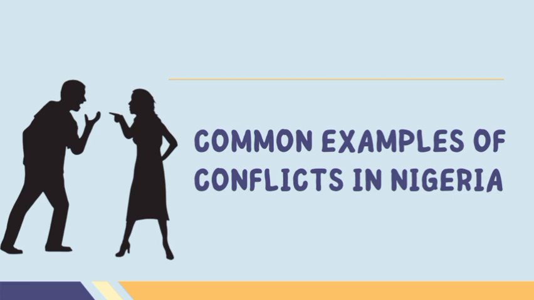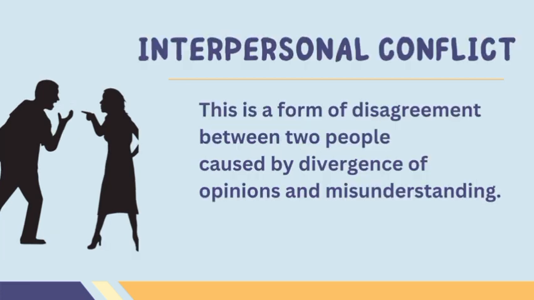Interpersonal conflict. Now this is a form of disagreement between two people caused by divergence of opinions and misunderstanding. This type of conflict, interpersonal, occurs between two people. It means they're having different opinions. They are not agreeing to a term. They are not agreeing to the same thing.